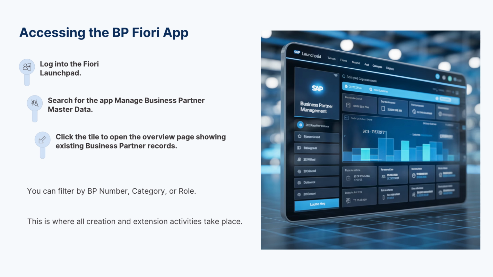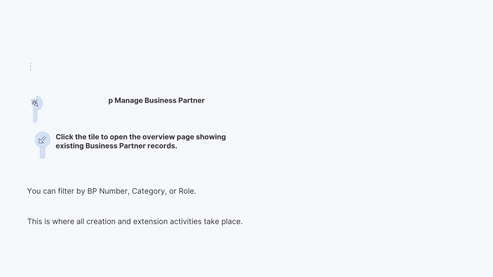Accessing the BP Fiori app: log into your SAP Fiori Launchpad. In the search bar, type Manage Business Partner Master Data. Click the tile to open the overview page. You'll see existing business partners listed by number, name, and category. This is your workspace for creation, extension, and maintenance.